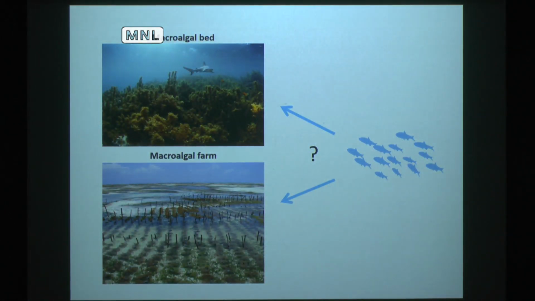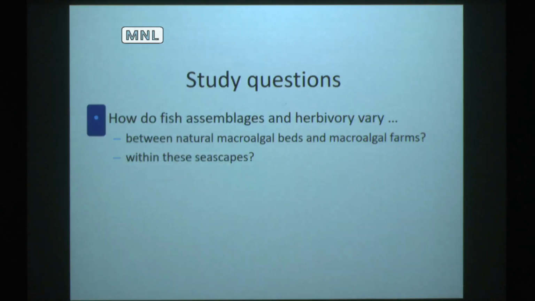So it is unclear how macroalgal habitats compare to macroalgal farms and the surrounding seascape, especially with respect to how the fish assemblage is reacting to these habitats and how it might affect the process of herbivory that is carried out by herbivores in the seascape. So this brought us to this question, which is: how do fish assemblages and herbivory vary between natural macroalgal beds and macroalgal farms, and within the seascapes?